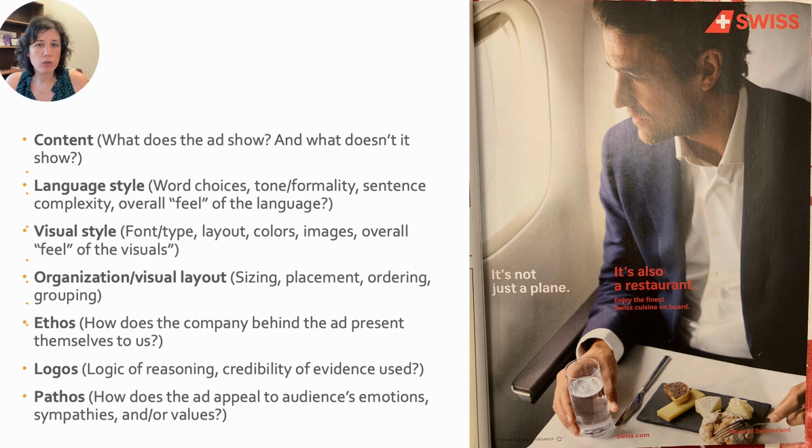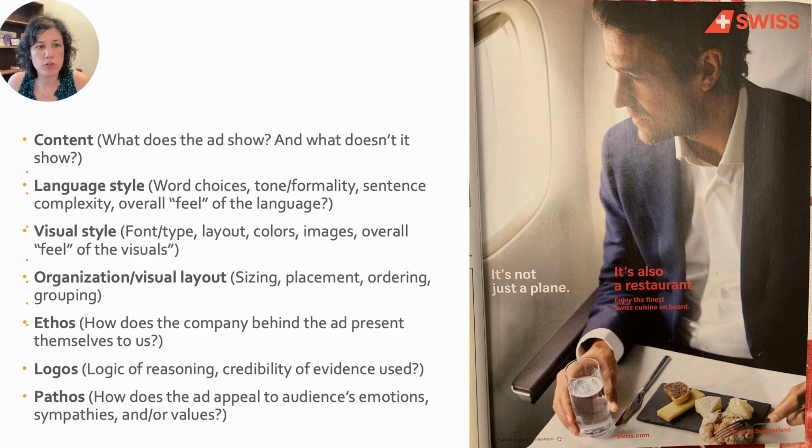So here, we could think about just really basics of what do we see? That goes back to content. What does it show? We see a person sitting in what looks like an airplane, for instance. You can see that he's eating and drinking something. What is he eating and drinking?